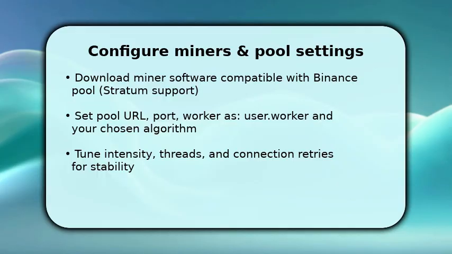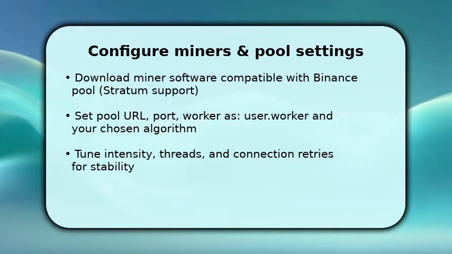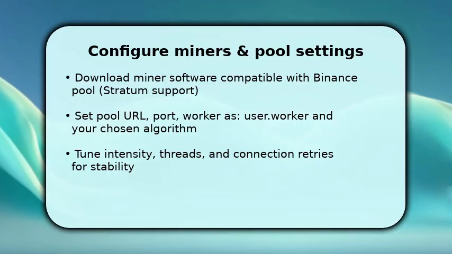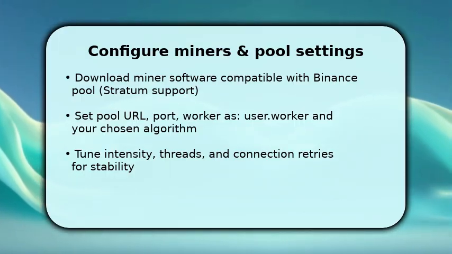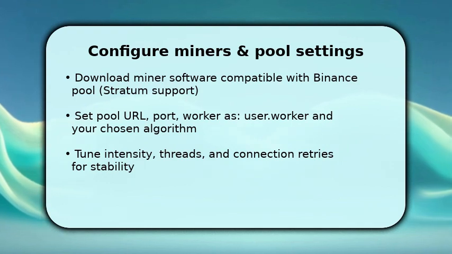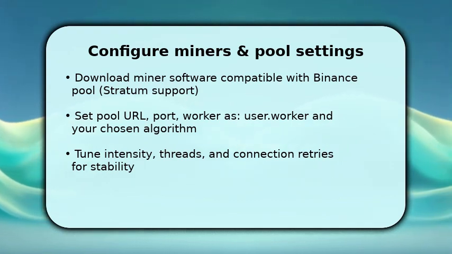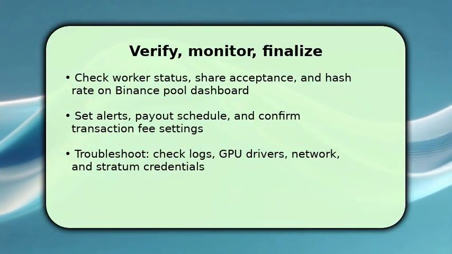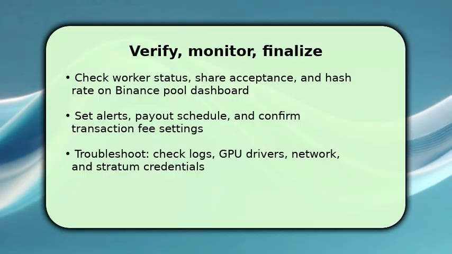Once connected, adjust intensity and thread counts to match GPU/ASIC specs and reduce hash errors. Make sure to enable auto-reconnect and set reasonable retry intervals. This prevents downtime. You do this because proper tuning increases uptime and efficiency, while correct credentials ensure your rewards map to your account. You finish by verifying workers appear and shares are accepted on the Binance Pool dashboard.